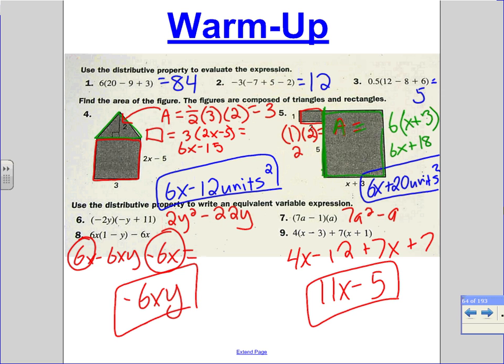Good job. When you combine 6x minus 5, which is the rectangle, with the triangle, 6x minus 15 plus 3, you get 6x minus 12.